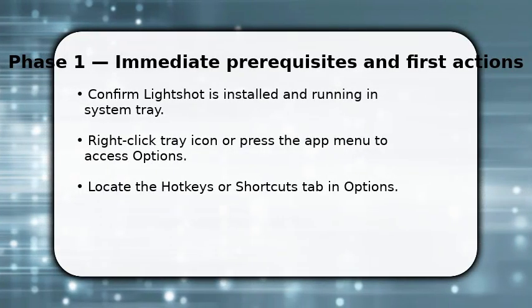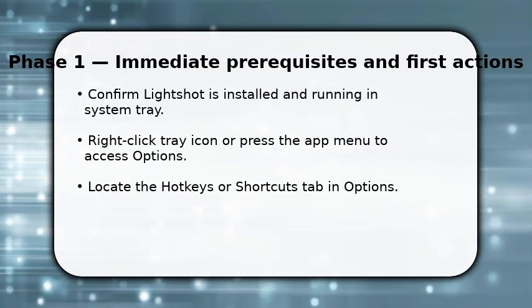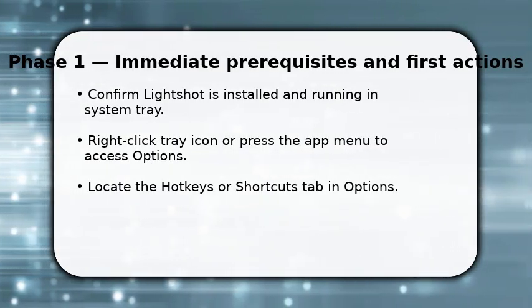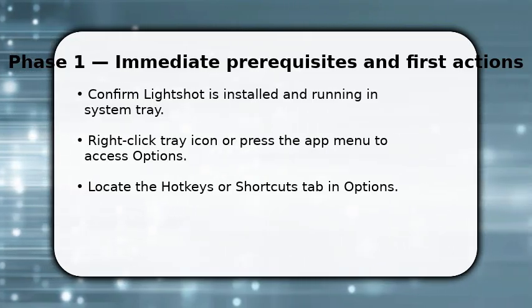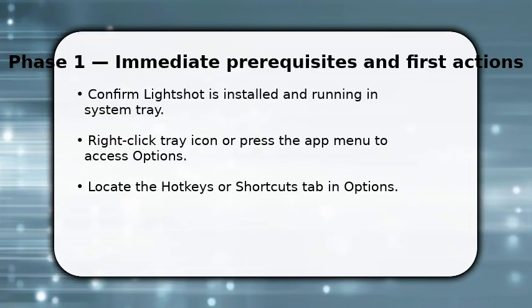You already have Lightshot installed. Make sure it's running in the system tray so preferences are editable. Right-click the tray icon, then choose Options to open Settings. If you launched from Start, select Preferences instead.